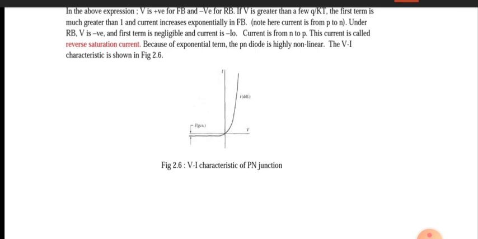This current is called reverse saturation current. The reverse bias current, which is very small, is in the direction opposite to the diffusion current, that is from N to P. This is known as reverse saturation current. Because of the exponential term, the PN diode is highly non-linear. The diode is a non-linear device, that has to be in your mind, and the VI characteristics is shown in this figure. In forward bias we have an exponential curve, and in reverse bias we have a small amount of negative current from N to P.